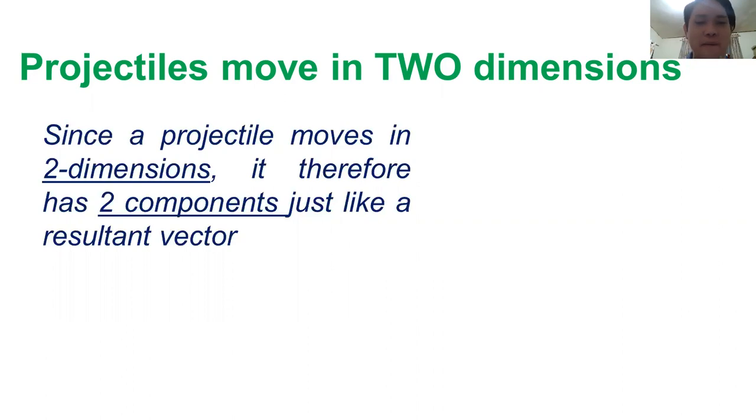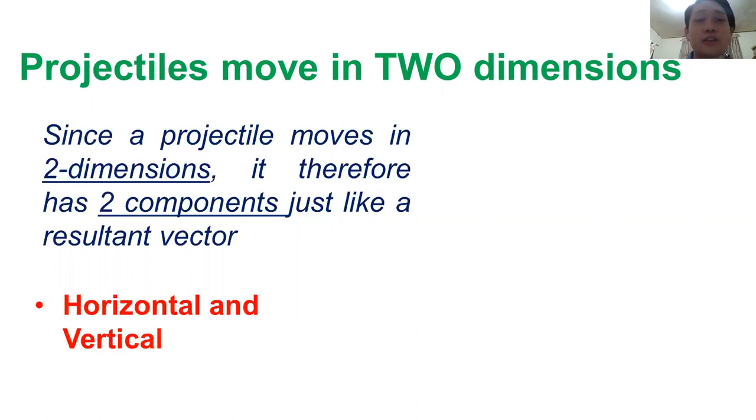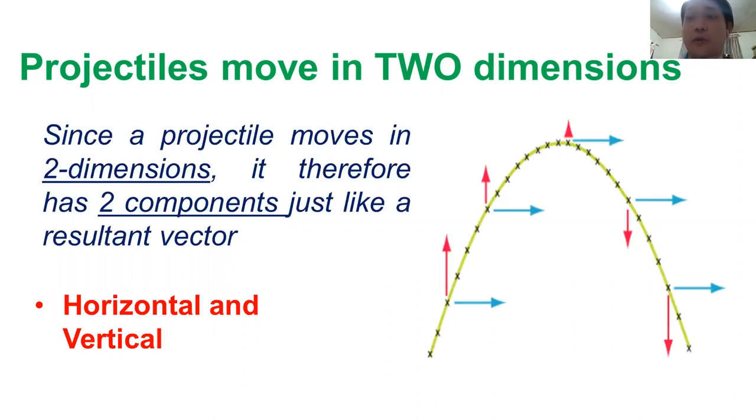Again, since a projectile moves in 2 dimensions, it therefore has 2 components, just like a resultant vector, if you could still remember. So the 2 components, or 2 dimensions, in a projectile motion are the horizontal and vertical components. What are those? We have the horizontal component and vertical component. So I hope you can just describe it there.